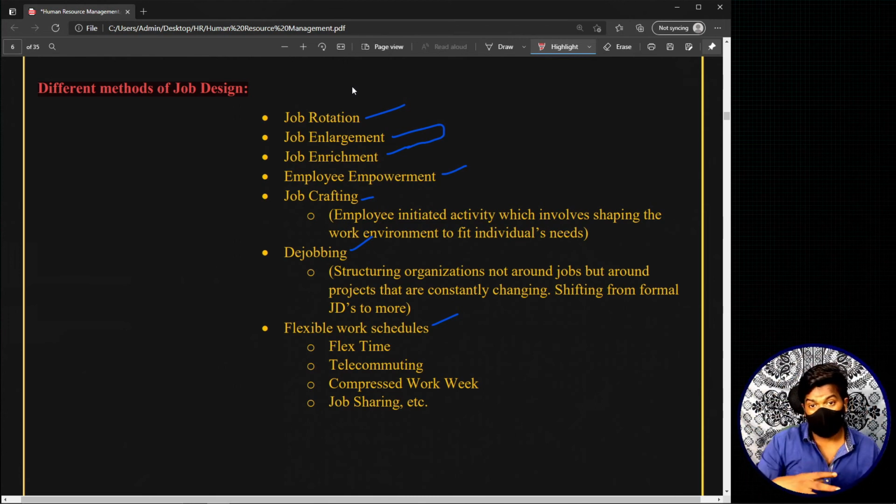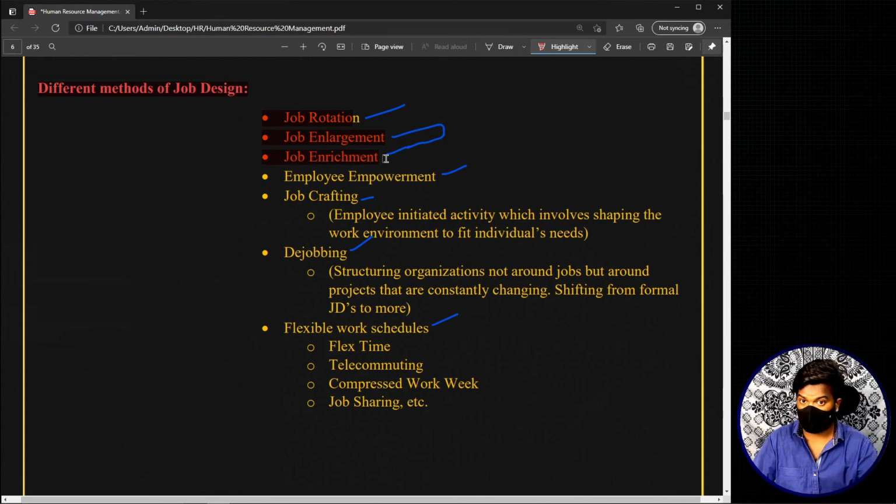In this way, job rotation is where you are basically rotating an employee through a series of different jobs which are related. In this particular job rotation, there is no need to learn new skills. You are just learning different ways in which you can apply your subject knowledge. That is basically job rotation, right? That is the first method of job design. Now let's move to the second and third concepts.